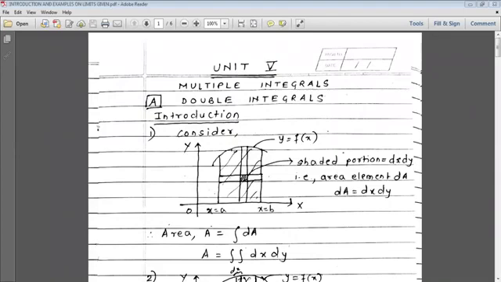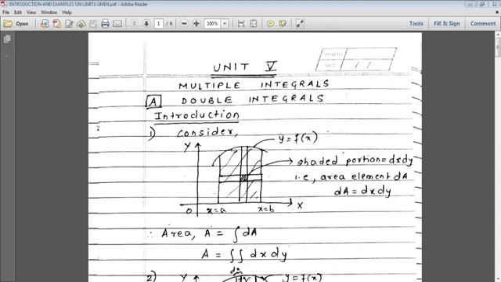Now recall that the integral from x equal to a to b of y dx represents the area under the curve y equal to f of x and bounded by the straight lines x is equal to a, x is equal to b and the x-axis. Now the double integral also represents the area under the curve. To understand this concept better, let us consider a few examples.